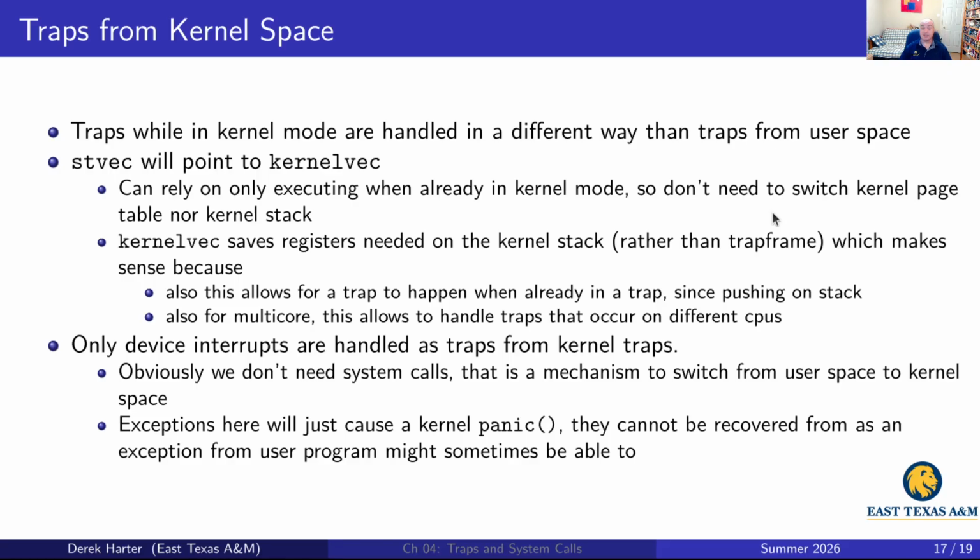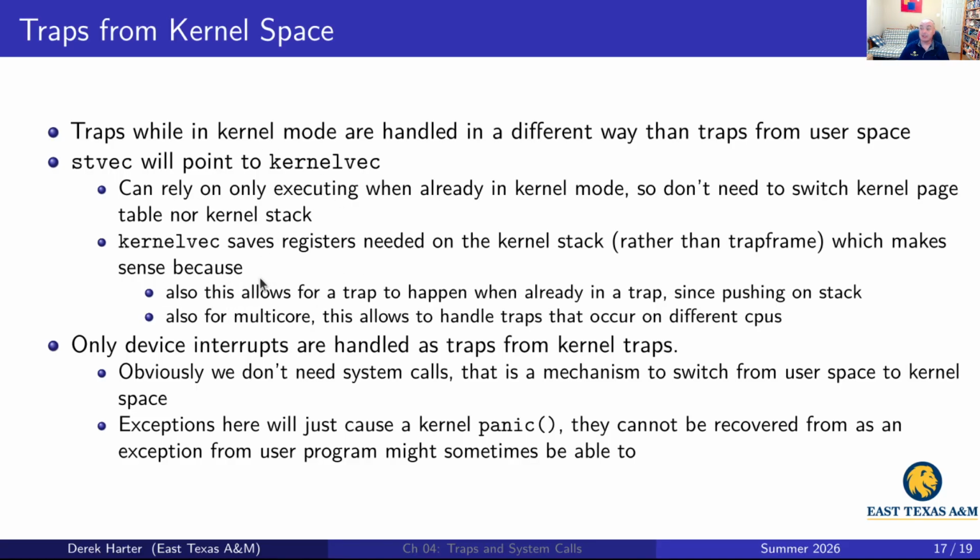We don't have to worry about changing over to the kernel address space, or changing so we're no longer using the user stack but using the kernel stack. That stuff has already been done. But unlike for user mode and the trampoline, the kernelvec doesn't save the registers in a trap frame. It saves the registers on the kernel stack instead. This makes sense if you understand what's happening here.